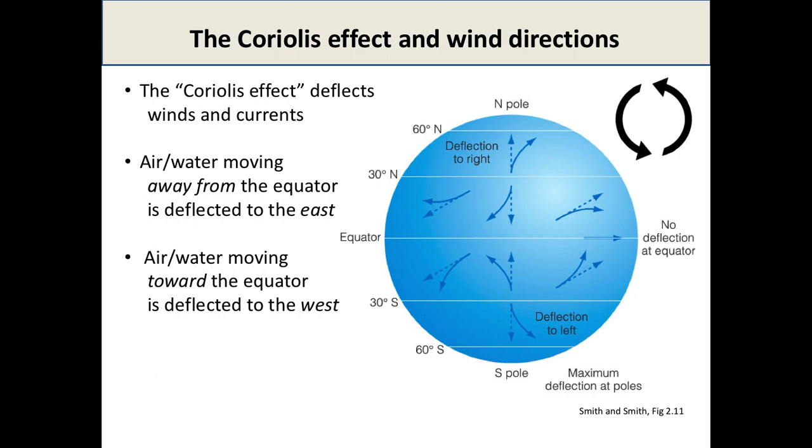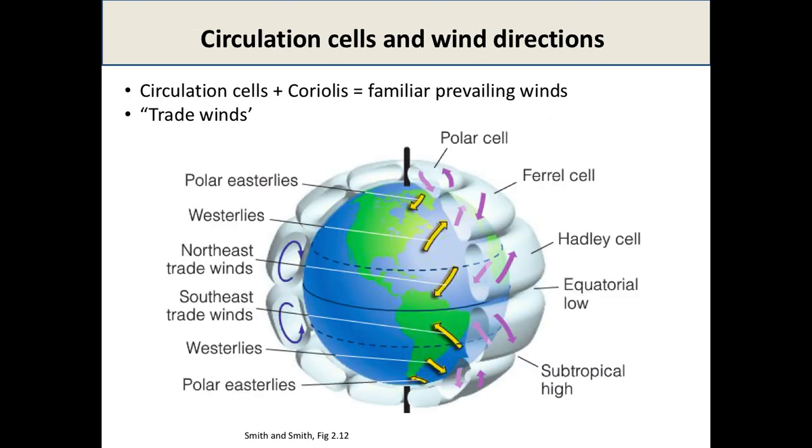Air moving away from the equator is deflected to the east, and air moving towards the equator is deflected to the west because of the rotation of the Earth. We combine these two things, the fact that the air is moving from south to north, let's just keep with the northern hemisphere for the moment. As the air moves from south to north, it's also getting deflected. We move into the Ferrel cell, as it's moving back towards the equator, it's getting deflected in the opposite direction. These two things lead to what we term the trade winds, the main forces distributing air around the globe.